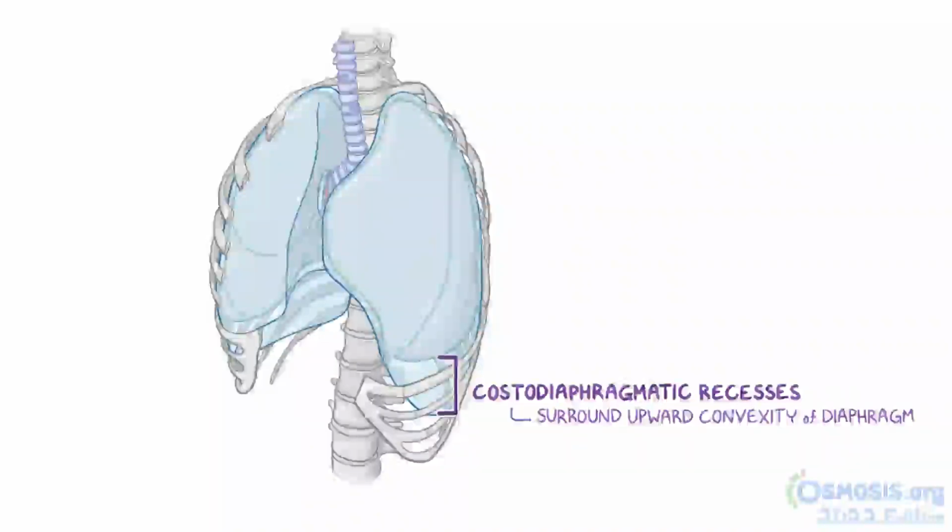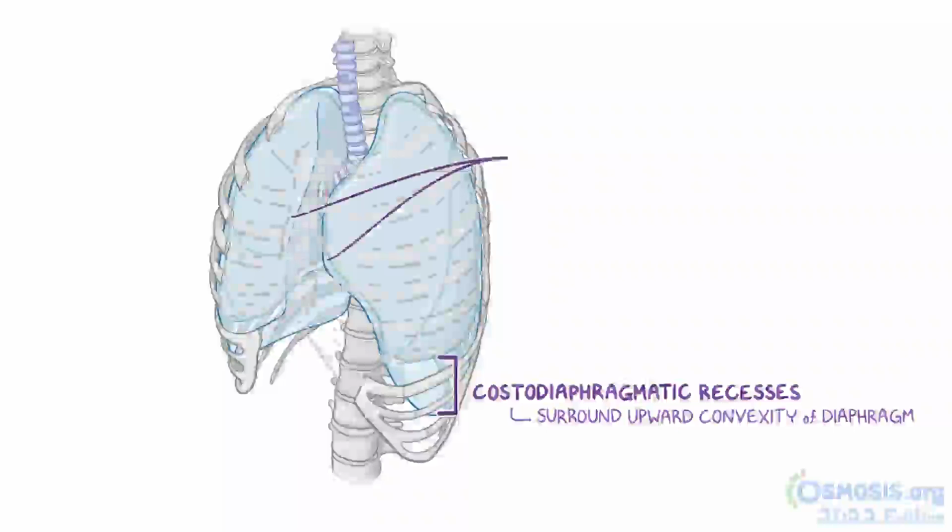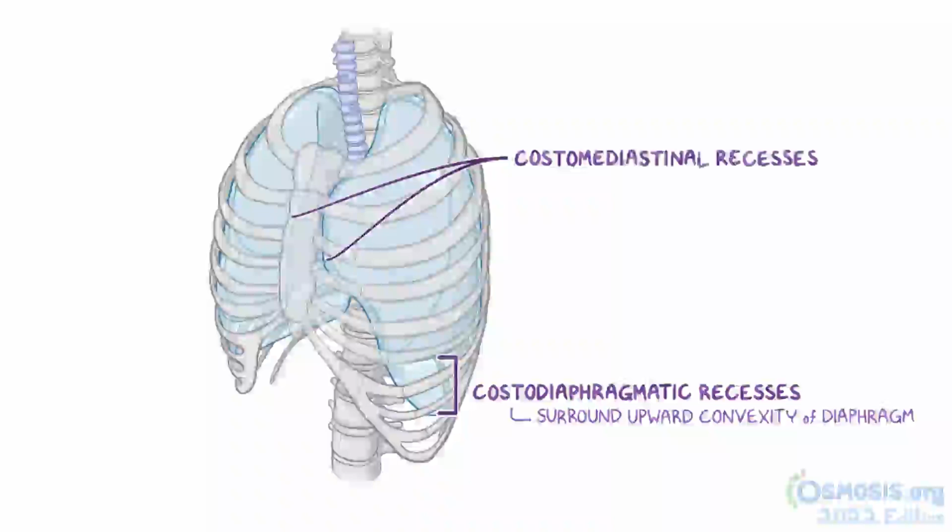There are also some smaller pleural recesses that are located posterior to the sternum, where the costal pleura is in contact with the mediastinal pleura, and these are called costomediastinal recesses. The left recess is larger because it's less occupied due to the cardiac notch in the left lung.